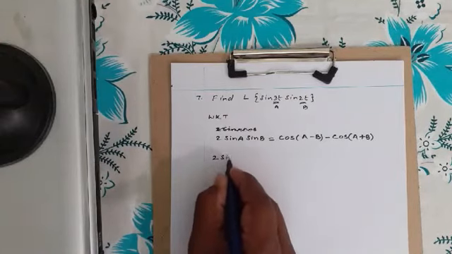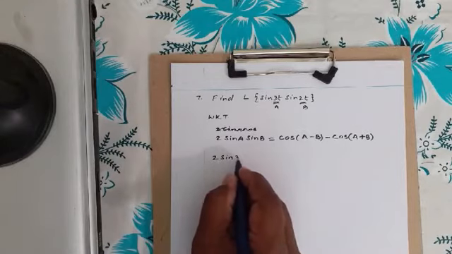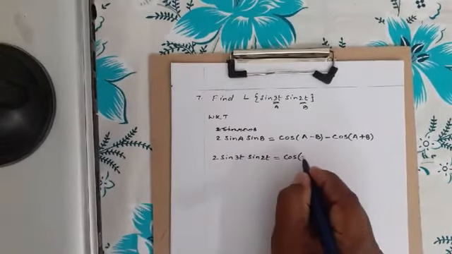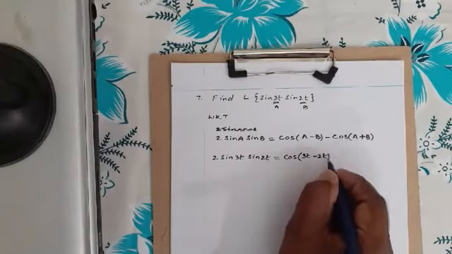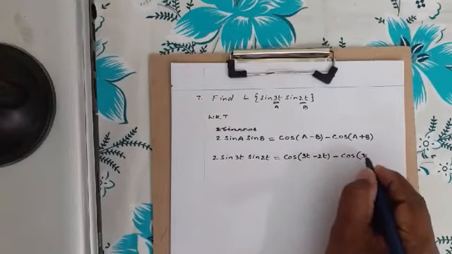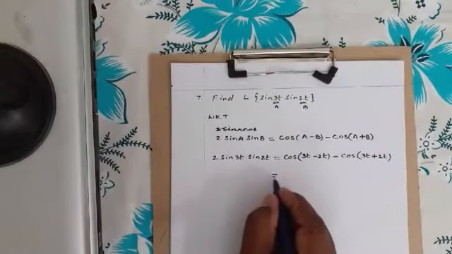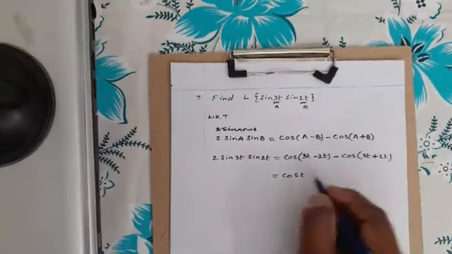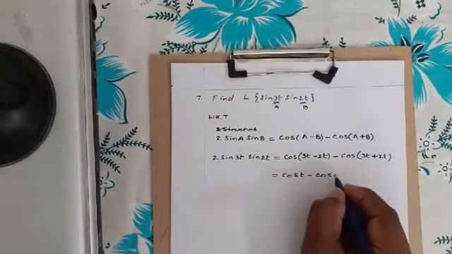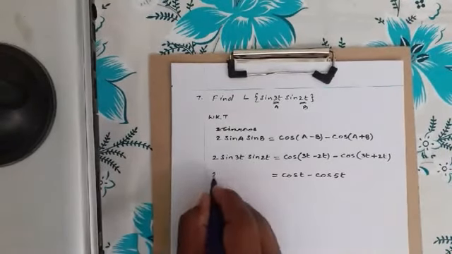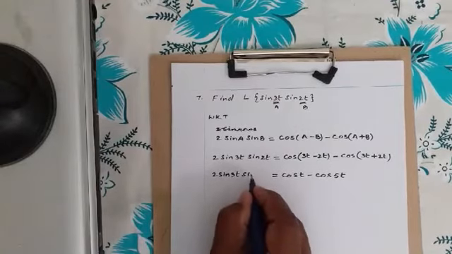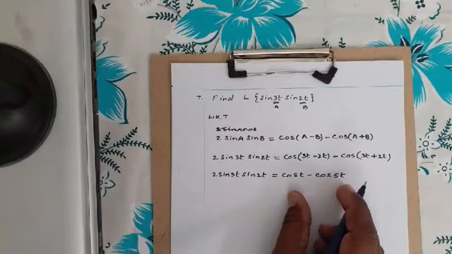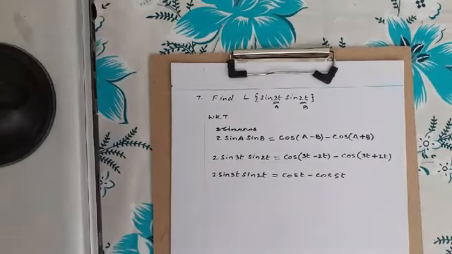Let us rewrite the given problem. 2 sine 3t sine 2t is equal to cos of A minus B, where A is 3t and B is 2t, minus cos of A plus B, that is 3t plus 2t. Now this becomes cos t minus cos of 3t plus 2t, which is cos 5t. Based on the formula, we have written 2 sine 3t sine 2t as cos t minus cos 5t. We have made this problem in terms of addition and subtraction, so that we can apply Laplace transform.